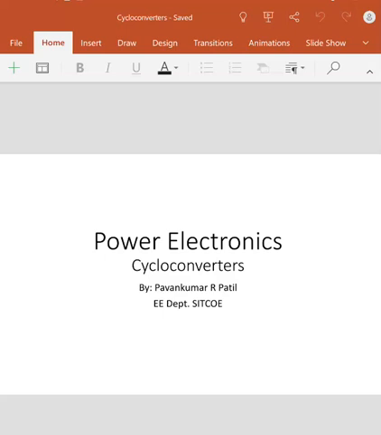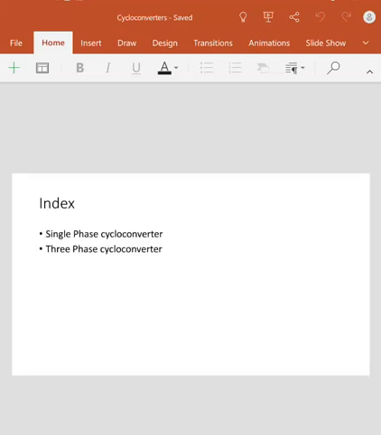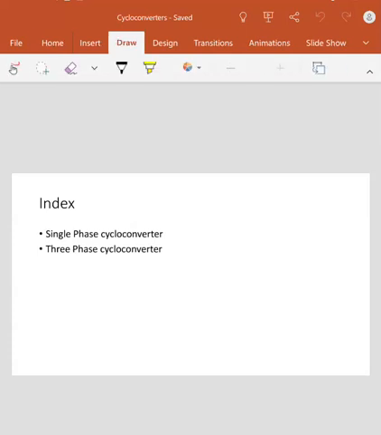So now we are going to discuss power electronics, the topic cycloconverters. What a cycloconverter is, and all those details, we will find in this lecture. In this lecture we are going to discuss the single phase cycloconverter and the three phase cycloconverter.